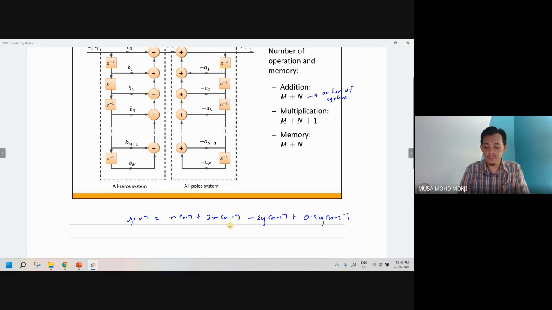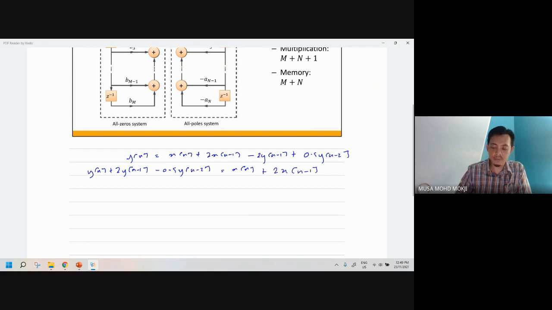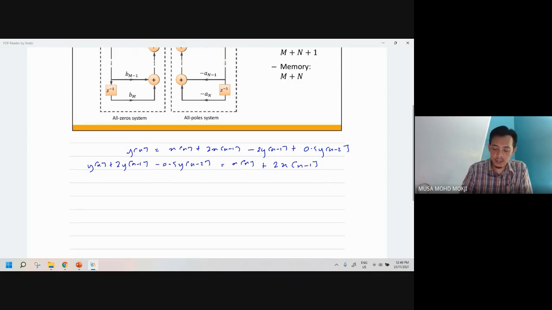It comes from moving terms from the left side to the right side, so the sign actually changed. This is actually y[n] originally plus 2y[n-1] minus 0.5y[n-2], which equals x[n] plus 2x[n-1]. Okay, so what is A? A is equal to 1, 2, minus 0.5. What is B? B is 1, 2.